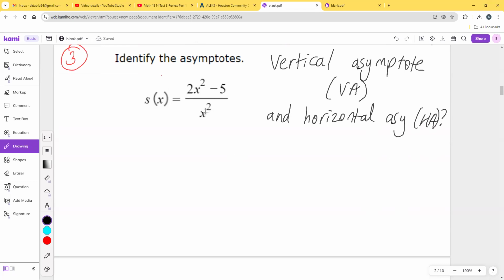For vertical asymptote, where do I look? The bottom, right? What do we see at the bottom? X squared. And what number do we set this to? 0. When does x squared become equal to 0? When x is what number? 0, right? If x is 0, when you square it, it still gives you a 0. So x equals 0 is called what?